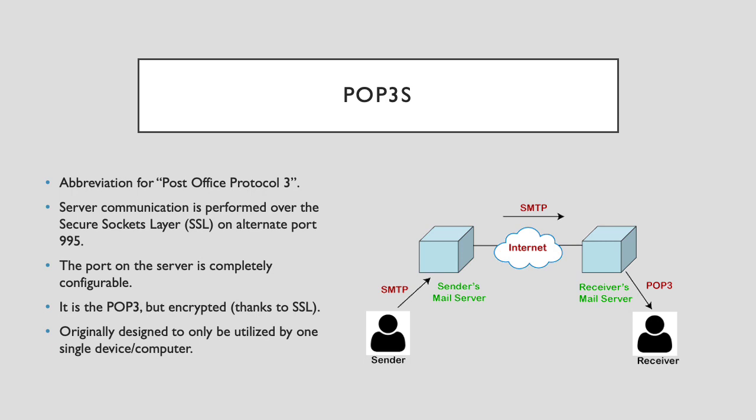The POP3S server is an abbreviation for the Post Office Protocol 3. The server communication is performed over the Secure Sockets Layer, also abbreviated as SSL, on alternate port 995. As you can see from the diagram, this is how the SMTP syncs as well with the POP3.